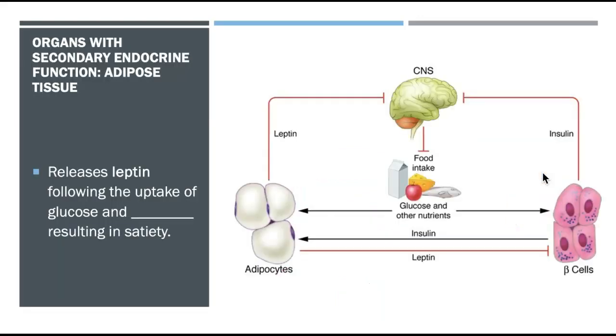We also have our fat cells, our adipocytes, serving as endocrine structures. Our adipocytes release a hormone known as leptin following the uptake of glucose and lipids, which gives us our satisfaction of not being hungry anymore.